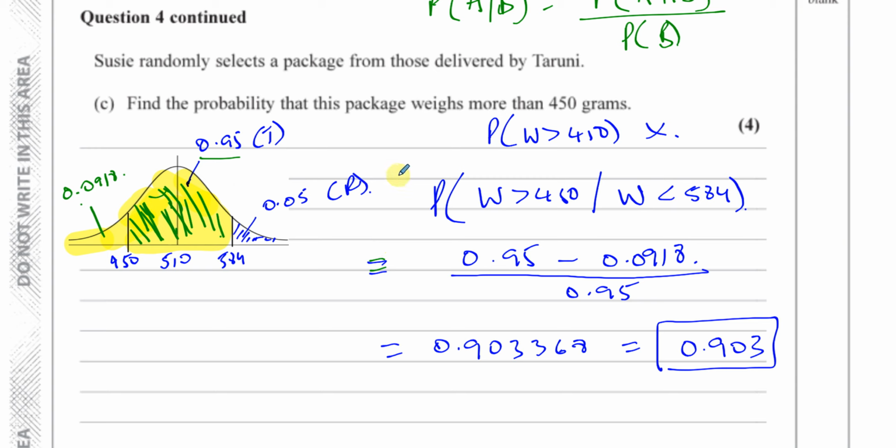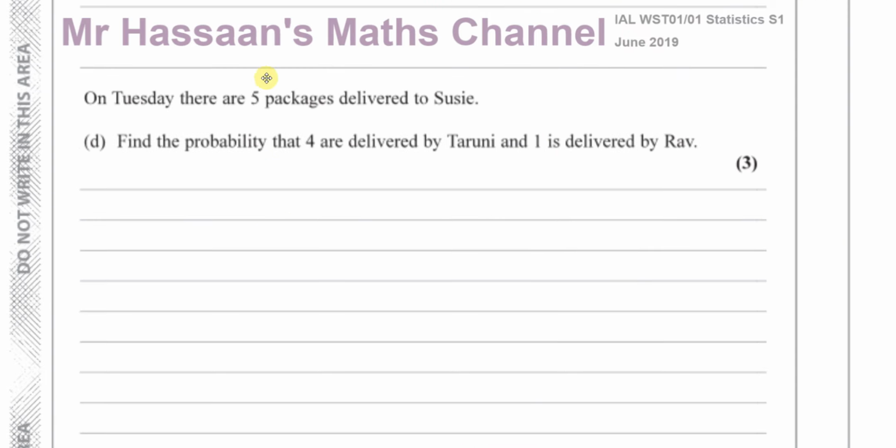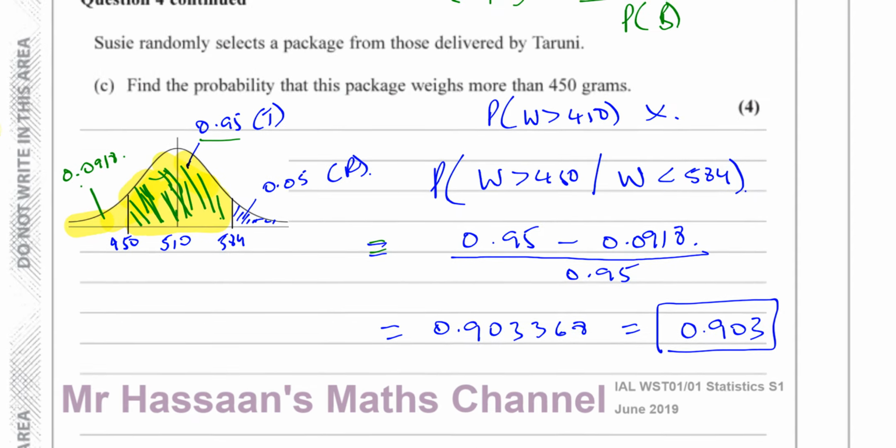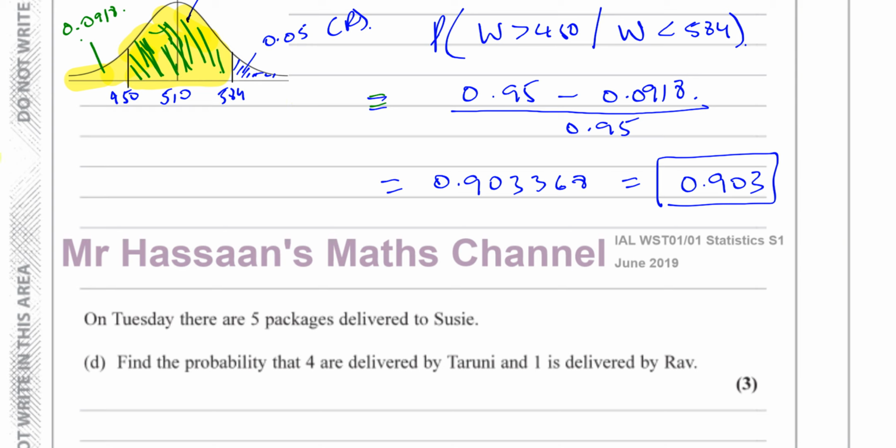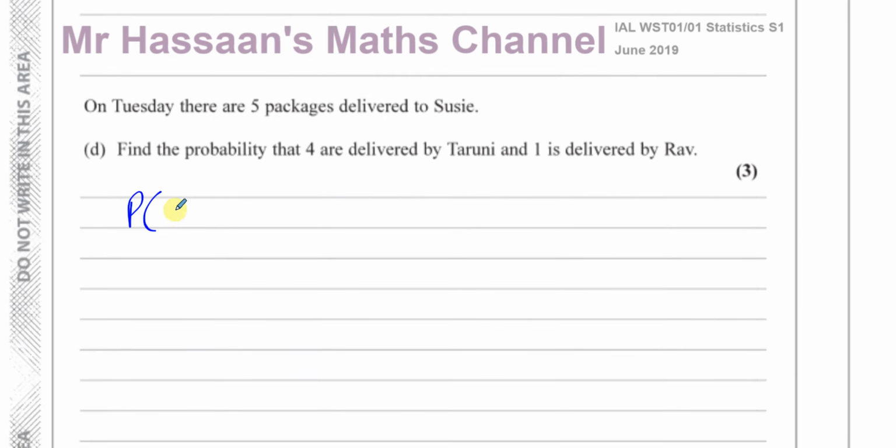Now on to part D. Part D states that on Tuesday there are 5 packages delivered to Susie. Find the probability that 4 are delivered by Taruni and 1 delivered by Rav. Now remember, the ones delivered by Rav are the top 5%. So the probability that it's delivered by Taruni is 95%, and the probability that they're delivered by Rav is 0.05. So that's the breakdown of the ones delivered by Taruni and Rav.